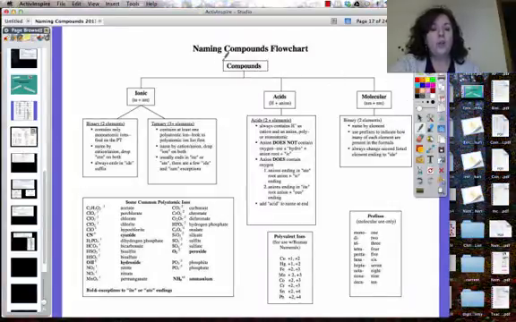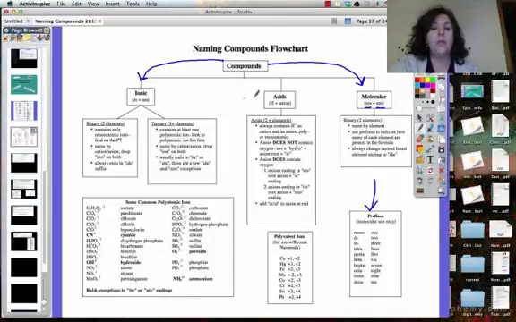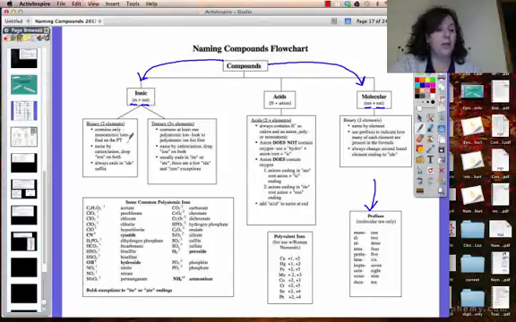And we are going to be going this direction. When we did molecular compounds, we went this direction and we named them using the prefixes if they were nonmetal and nonmetal. And now we're going to look at metal and nonmetal together and how we name those.